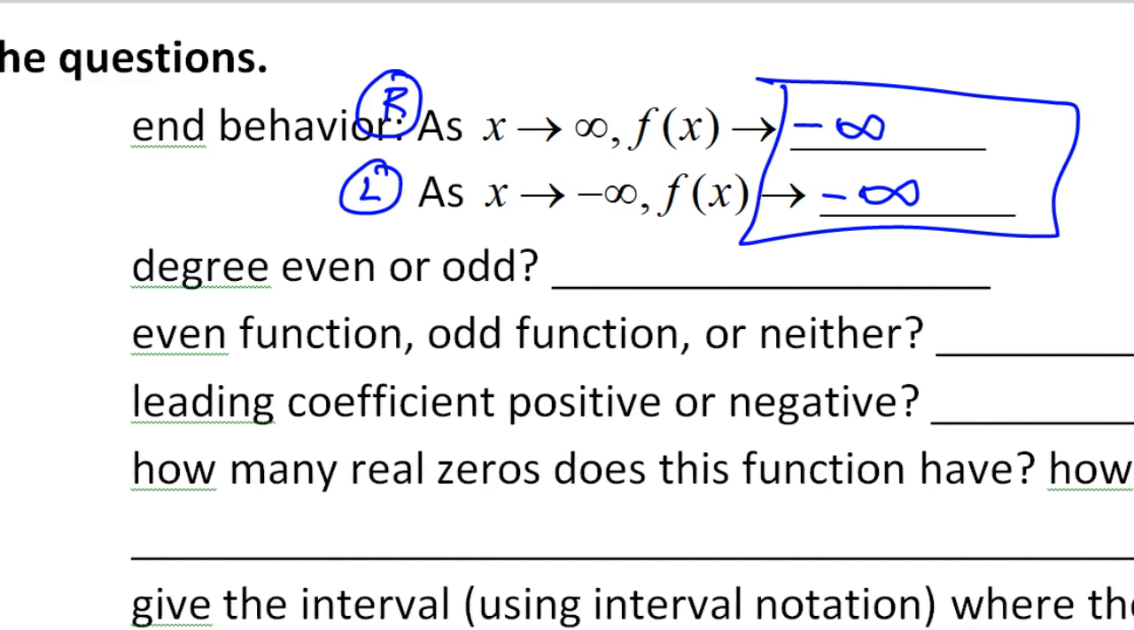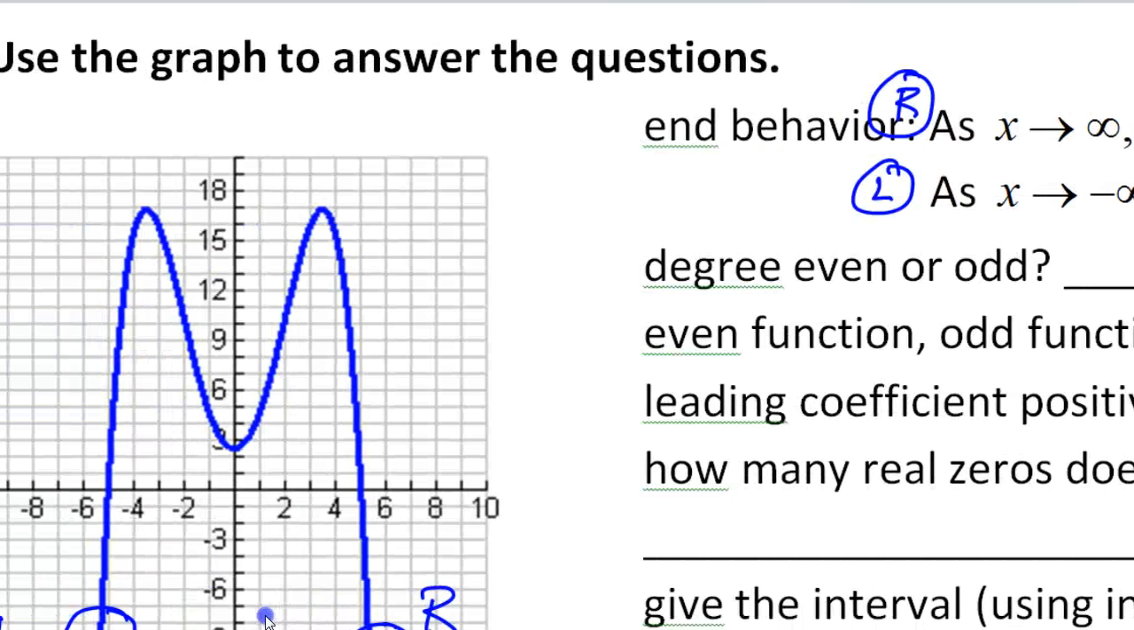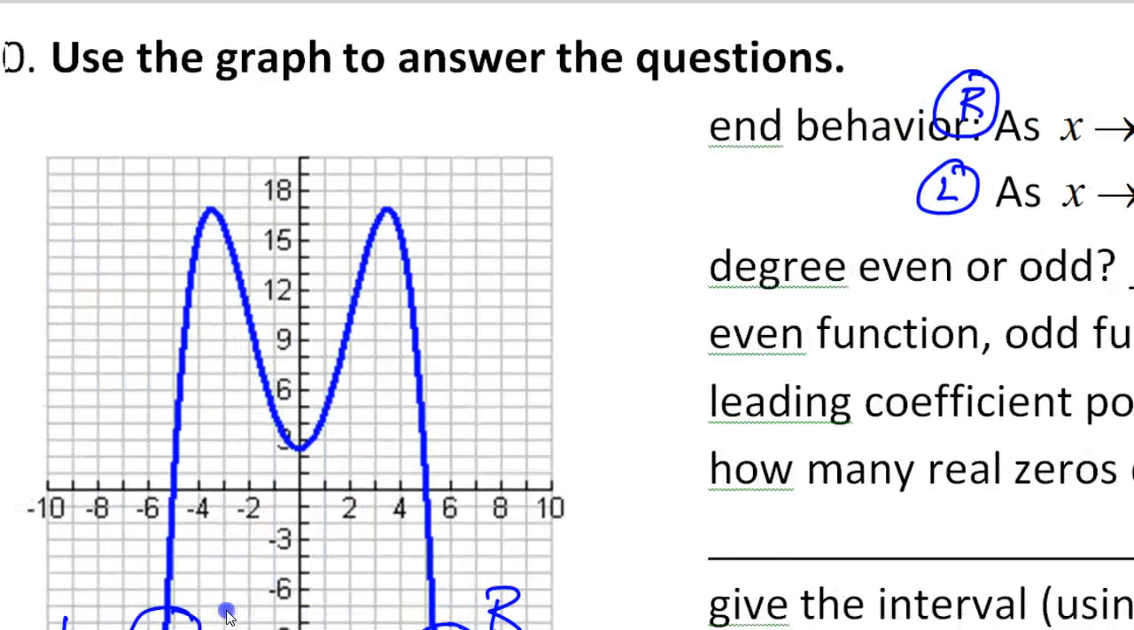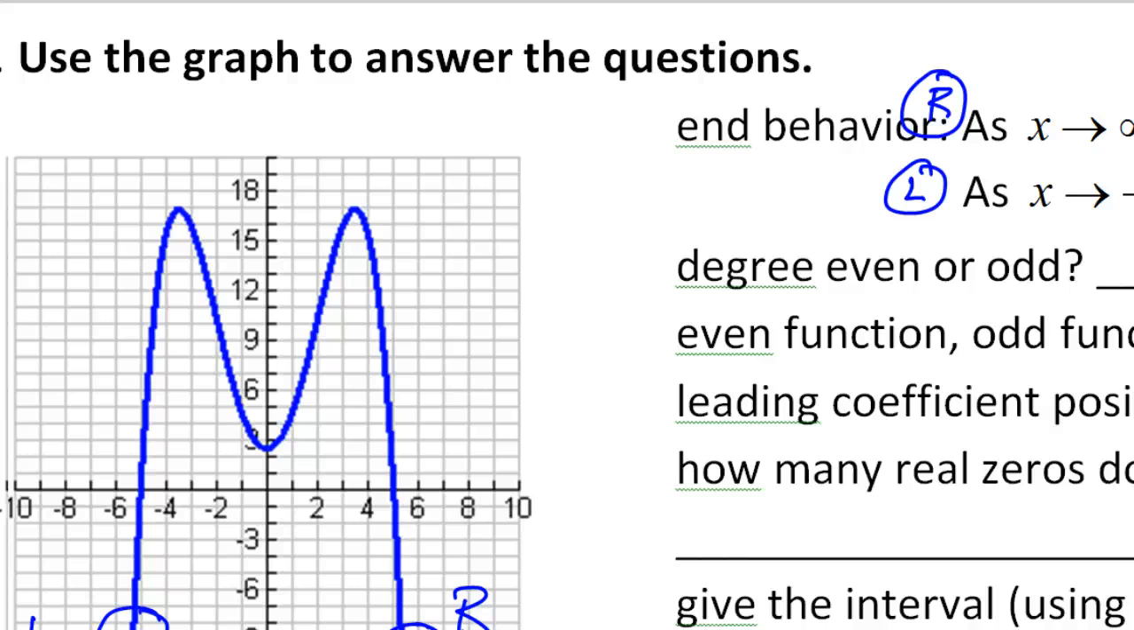Okay, is the degree even or odd? Just say this verbally. Is this even or odd? Even. How do we recognize an even degree function? How do I know if it's even or not?